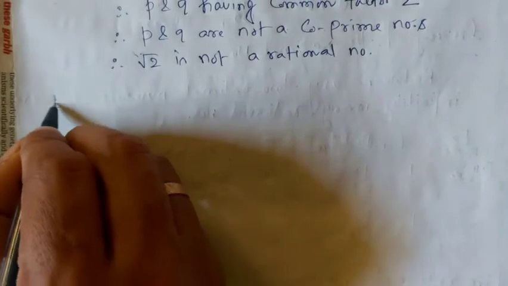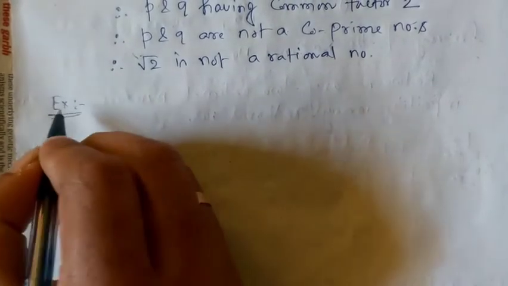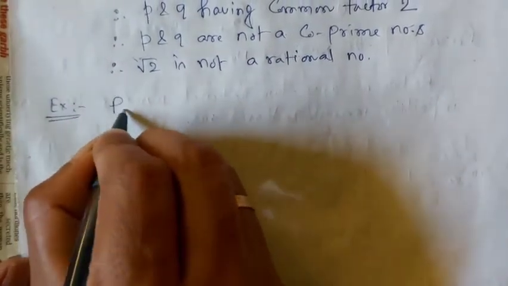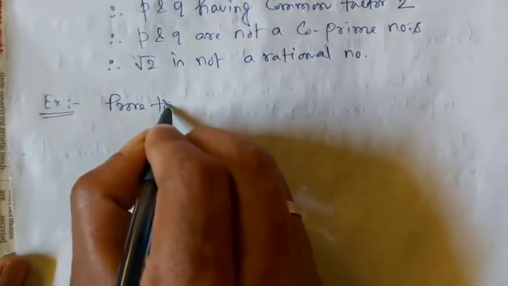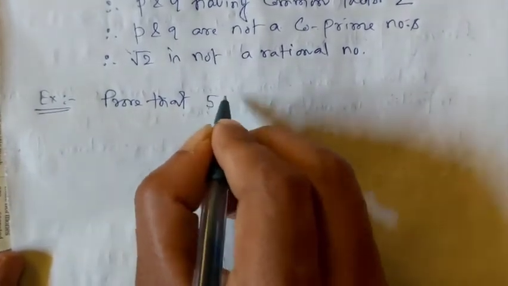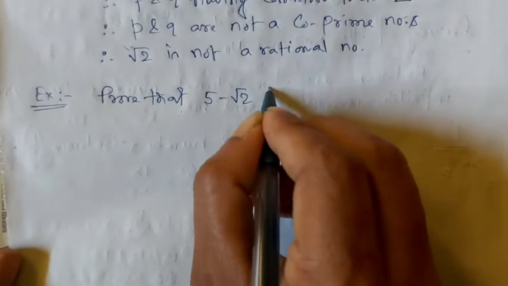Now consider another example. This example is: prove that, suppose 5 minus root 2 is an irrational number.